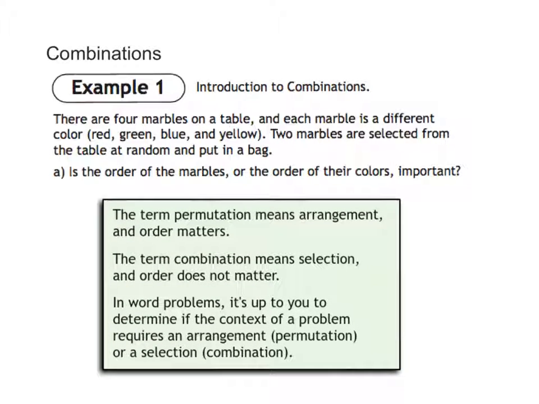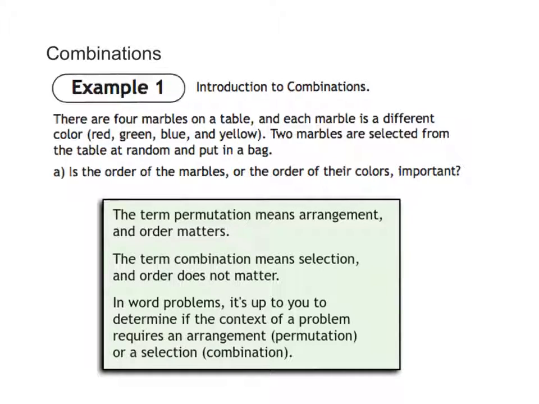The term permutation means arrangement, and order does matter. The term combination means selection, and order does not matter. In word problems, it's up to you to determine if the context of a problem requires an arrangement, which is a permutation, or a selection, which is a combination. I'm going to show you how to do both. We already did the permutations.